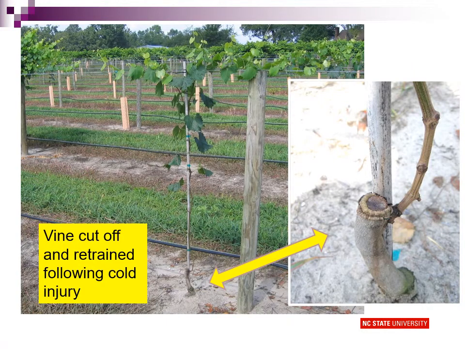In this picture, you see a vine that was cut off and retrained following that cold injury. And this was a vine that was cut off and regrown in that same year following the Easter freeze. In the insert image there, you can see the new shoot trained up from the cut down vine. So this was cut off all the way down near the ground to remove the cold damage.